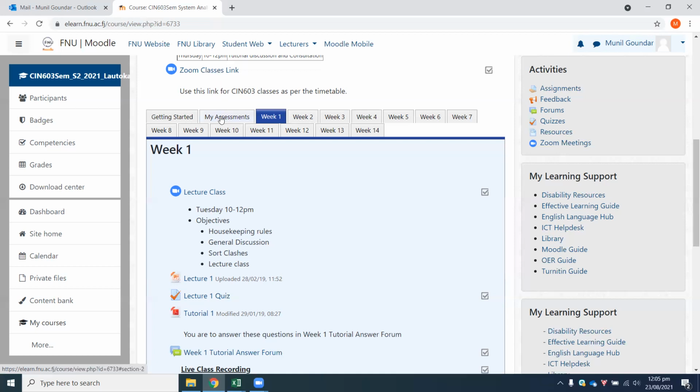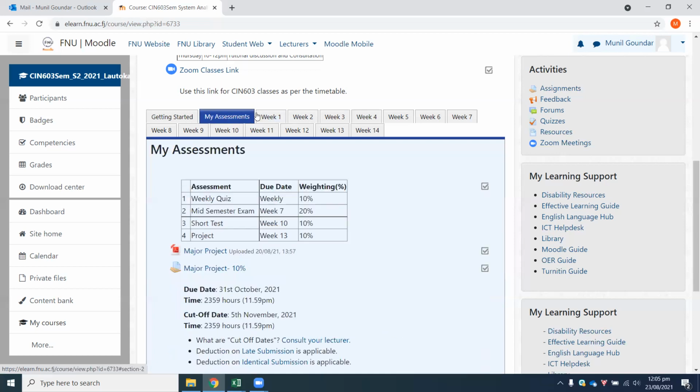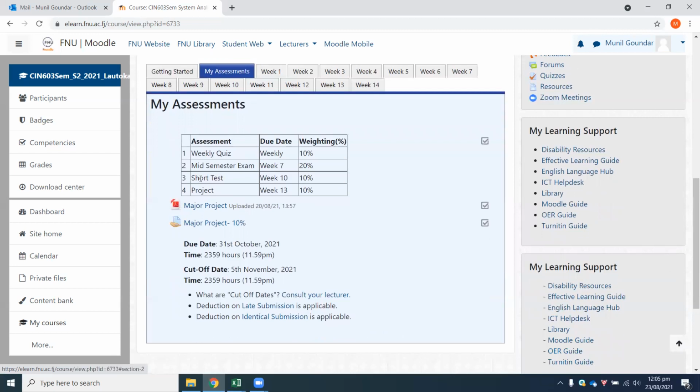Now, let's go over the assessment section of the Moodle shell. You have your major project question and your major project. The due date is the 31st of October, so you have quite a lot of time. Today is the 23rd of August. So August, September, October: you have more than 2 months, approximately 9 to 10 weeks, including your mid-semester break, to do your project. So you have ample time to work on it.